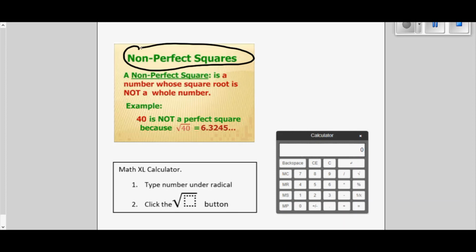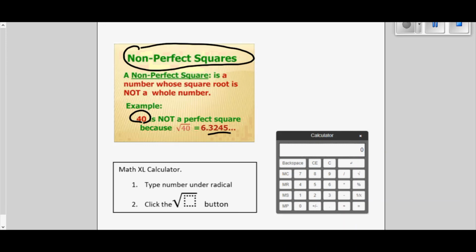So for example, if I was to take the square root of 40, well, 40, when I take the square root, I get this decimal, 6.3245. So 40 isn't a perfect square. It would just mean that I would have to multiply that decimal by itself to get me 40. So it's not a perfect square because I don't have a whole number times itself to get me 40.